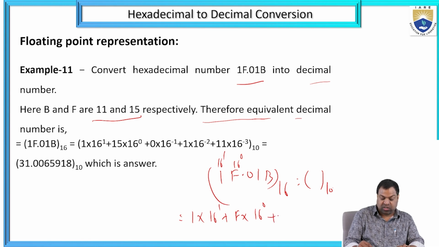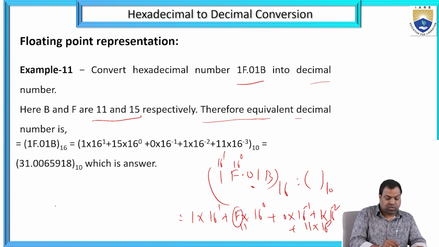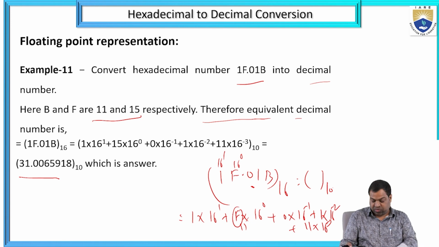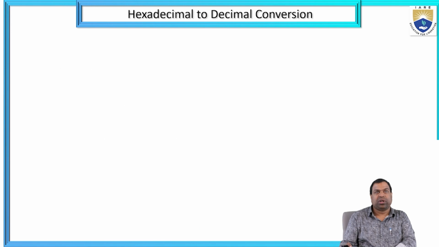F means 15, plus 0 into 16 power minus 1, plus 1 into 16 power minus 2, plus 11 into 16 power minus 3. Here in place of F we have to take 15. So finally the value we got is 31.006591, a decimal value. So hexadecimal 1f.01b converted to decimal is 31.006591. So it is a floating point representation.